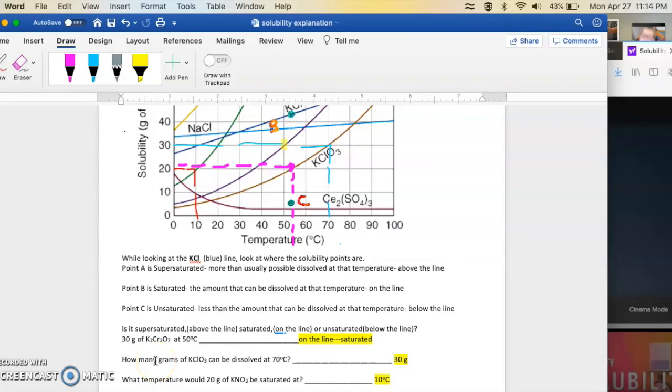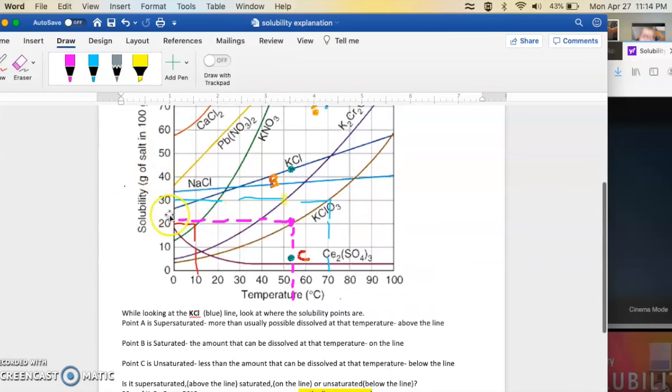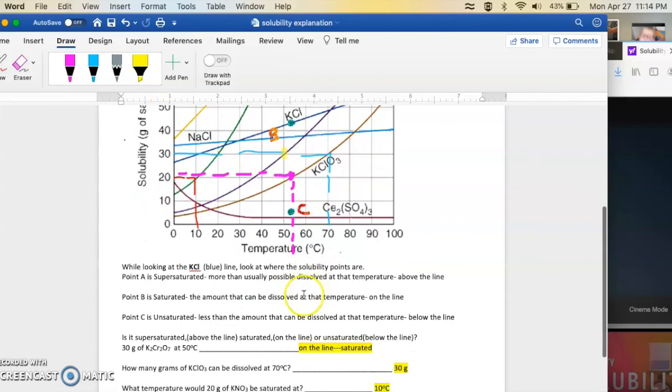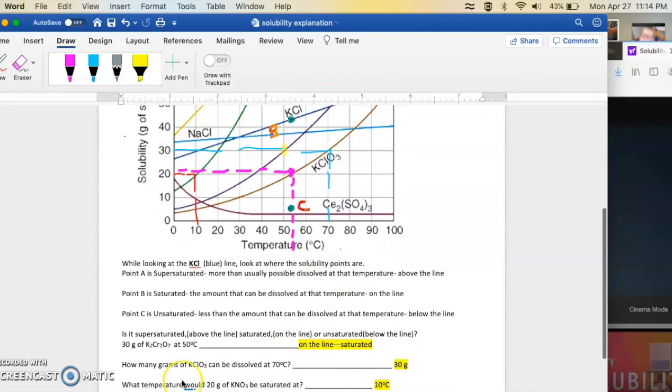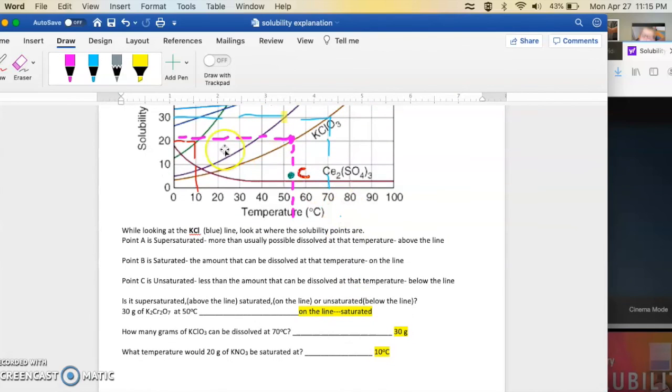Okay, next one. We are going to deal with another of the numbers now, how to read the graph. How many grams of KClO3 can be dissolved at 70 degrees Celsius? So how many grams? That means our number will be over here on the left. We are going to be working with 70 degrees Celsius, and we're going to follow it up to where it meets the line of the salt that we're looking at. We're looking at the KClO3 line, which is this brown one. So we follow 70 up to the KClO3 where it meets that line. I put a blue dotted line here, and then follow it all the way over to the left and see how many grams you can dissolve at that temperature. And you would be able to dissolve 30 grams of KClO3, which would totally dissolve, but you couldn't put any more. Okay, that's how to solve for grams.